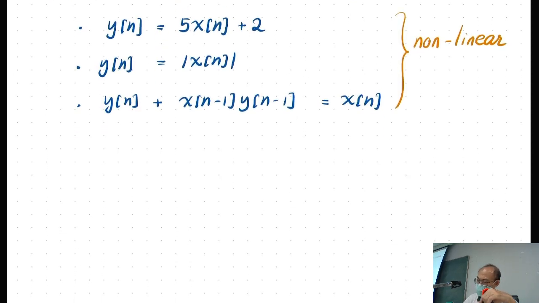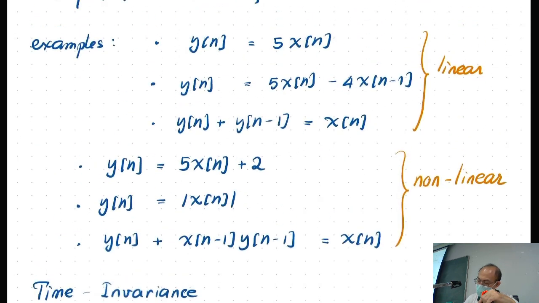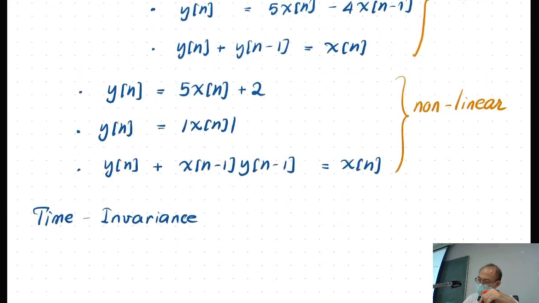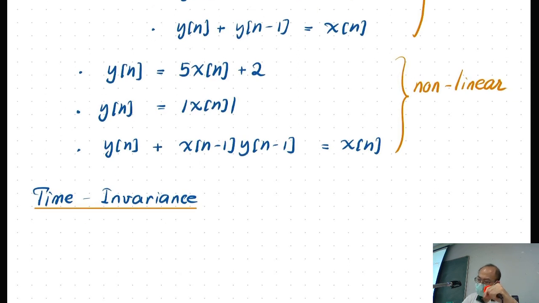Now the next one is time invariance. Just like when we talked about time invariance in continuous time systems, the concept is still the same. But the detail is you have to talk about n samples, not time. That's the only difference. Time invariance. It goes like this.